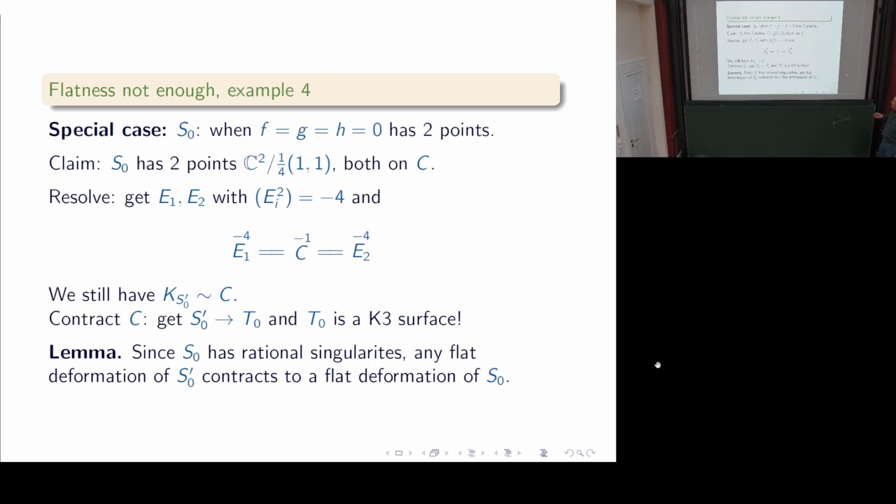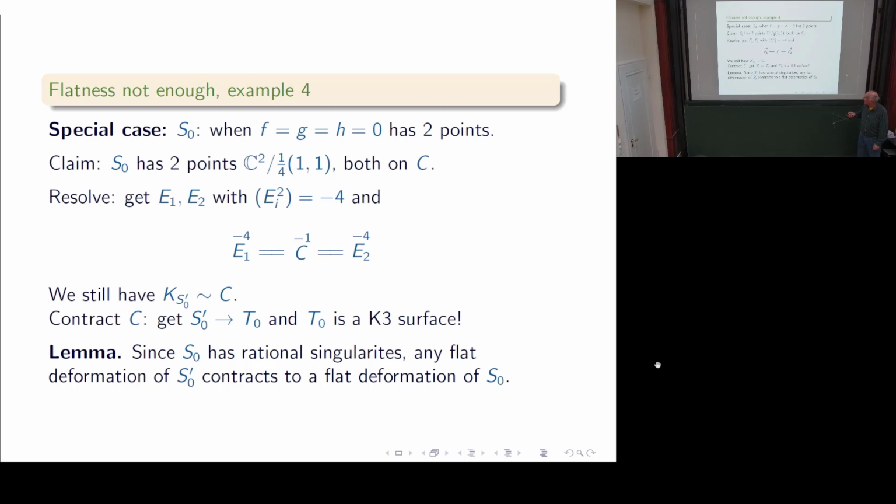And this is still the canonical class, yes? So I did not introduce anything. This is still the canonical class. It's a minus 1 curve. So when I contract it, then the canonical class went away, which means there's a K3 surface. Okay? So that means that I have a surface whose minimal resolution is a K3 surface blown up at one point.